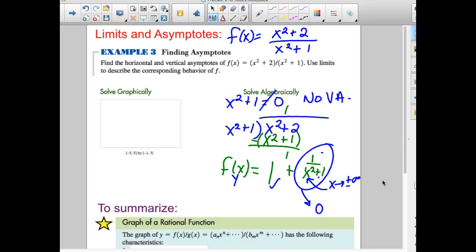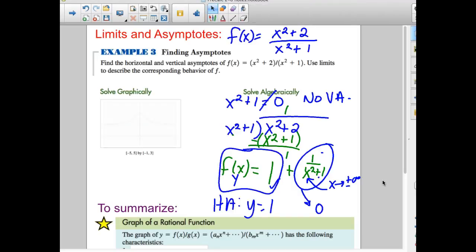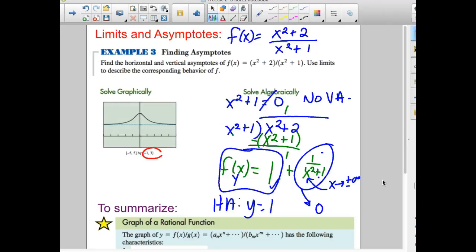All right, that whole piece is going to get so tiny, it's not really going to affect my graph a whole lot. I'm going to just have the 1 left. So my horizontal asymptote is just y equals 1. Okay, and if we looked at a graph of this, notice our window here. We're going from -1 to 3, so each of these tick marks is just a 1. So we do have a horizontal asymptote at 1. Our picture shows there's no vertical asymptotes anywhere. It's just a nice continuous curve.